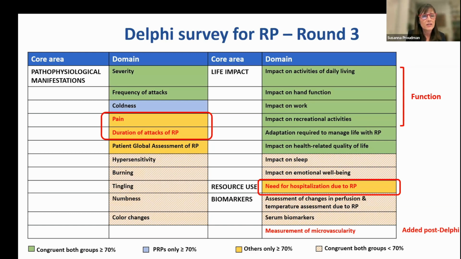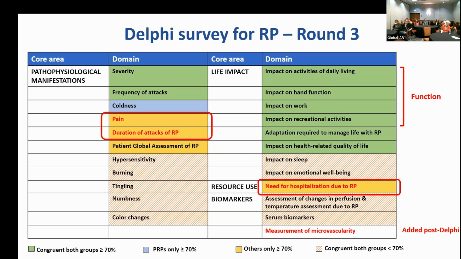So whilst they may not have reached 70% from PRPs themselves, the discussion with our patient research partners in the working group, and our understanding of the qualitative work from John, indicated that these may be worth considering as part of the core set. So in this case, pain and the duration of the attacks of Raynaud's phenomenon, and this item called need for hospitalisation due to Raynaud's phenomenon, which covers one of the more serious complications arising from Raynaud's phenomenon, most likely critical digital ischemia.